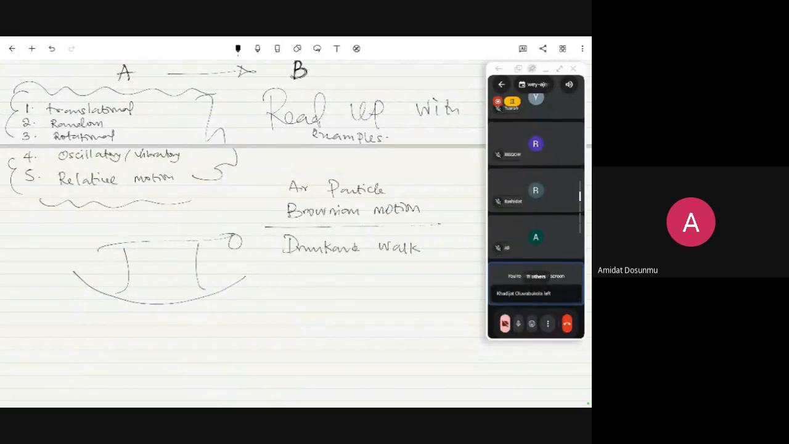So you sit on the rocking chair, you rock it back and forth. That's an example of oscillation. Another example is the one the Yorubas call it, I don't know what it's called. Pendulum. It's a wall clock that has a ball in it.